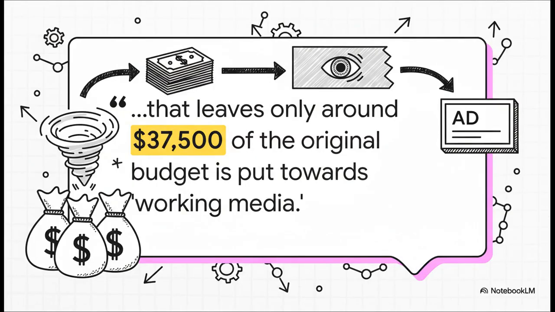Now, if you want to know why getting this stuff right is so incredibly important, just look at this quote. It highlights the massive potential for wasted money. So say you spend 100 grand. The various middlemen might take 25% of that right off the top. Then, if only half your ads are even viewable, meaning they actually appeared on screen, your original $100,000 spend results in only about $37,500 of what's called working media. That's ads people actually see. The stakes are just incredibly high.